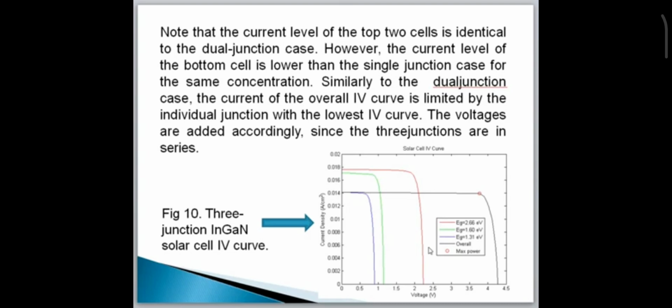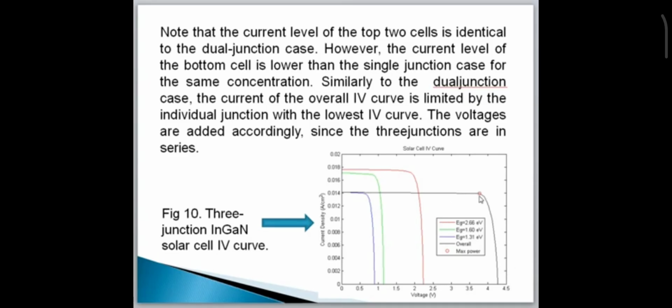In the 3-junction solar cell, the red one is the electron band gap of 1.60 electron volt and the green one has the band gap of 1.60 electron volt, the same value as in the dual junction case. The current level of the last cell is lower as compared to the single junction case for the same concentration. The overall current voltage curve is limited by the individual junction with the lowest current voltage curve. The voltages are added accordingly. Since the 3 junctions are in series, this is the overall 3-junction solar cell characteristic, the black one.